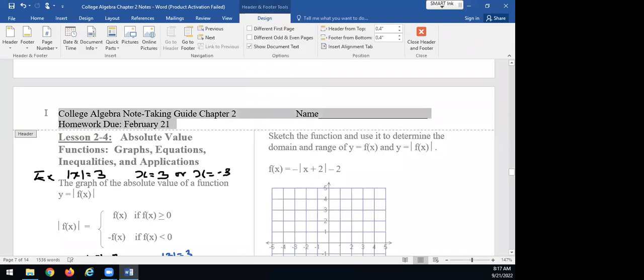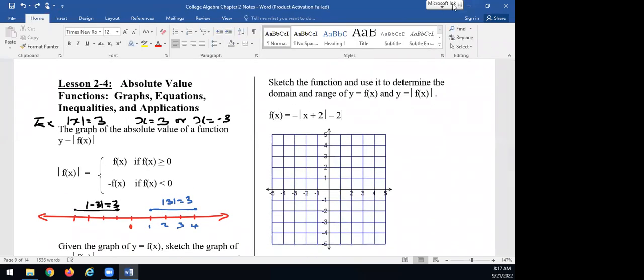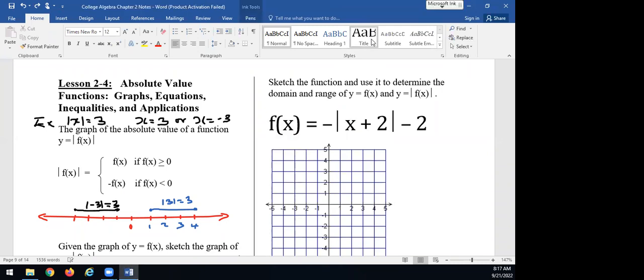By the way, this is not your assignment due date. Yours is on your updated guides. So let me just erase it so nobody thinks that their assignment is due in February.